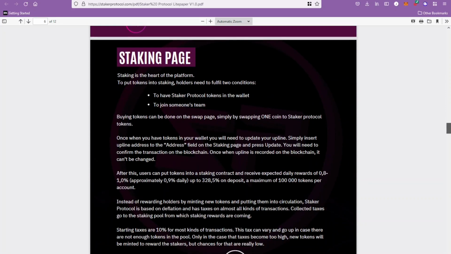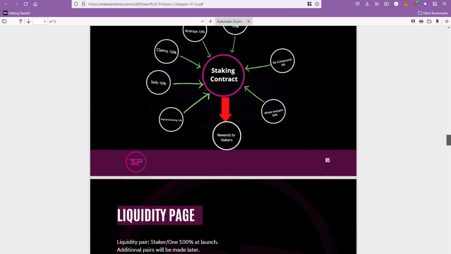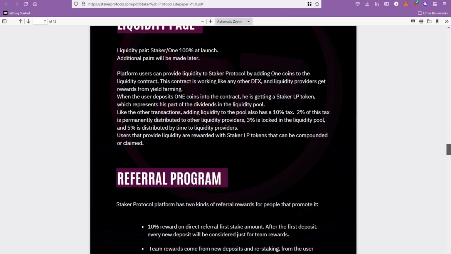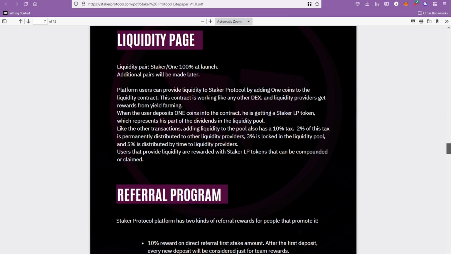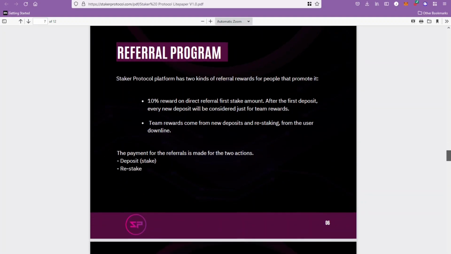So what's coming up next? A bit about staking there. This bit's a little bit about the liquidity. The referral. So there we go. If you do refer people, you'll get a 10% reward. And it says that we've got two different kinds of referral rewards. The second one is team rewards, which come from new deposits and restaking from the user's downline as well.